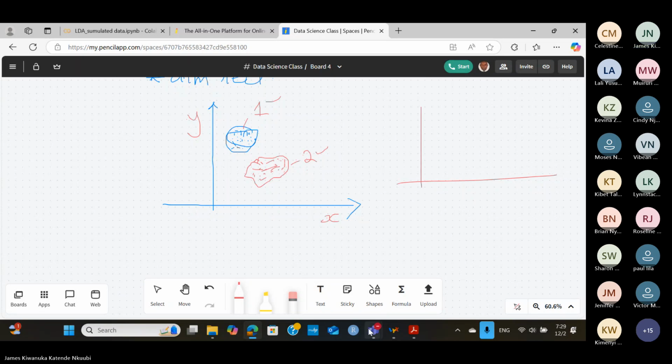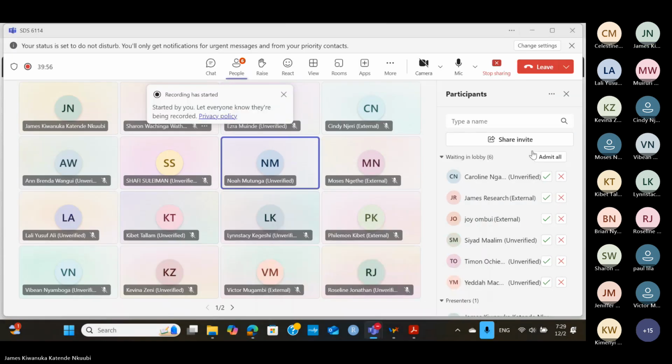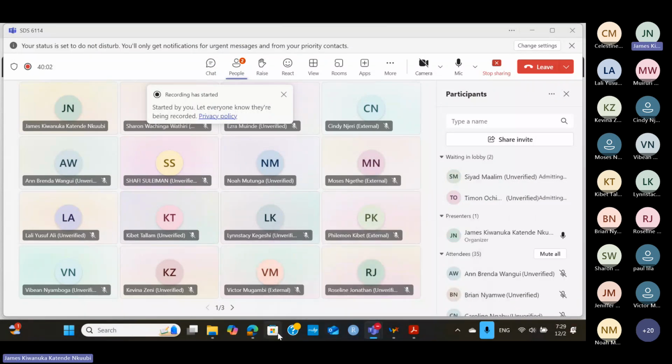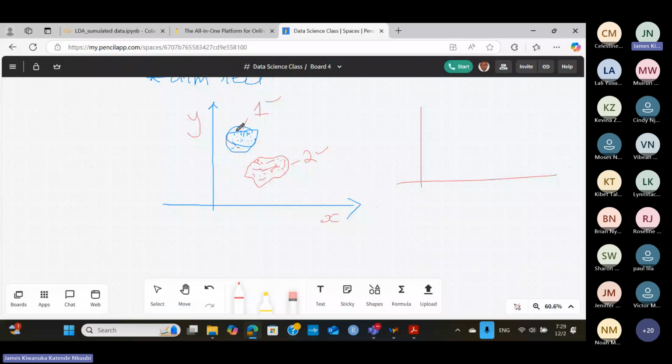Yes. There are some students requesting you admit them. Admitted them.